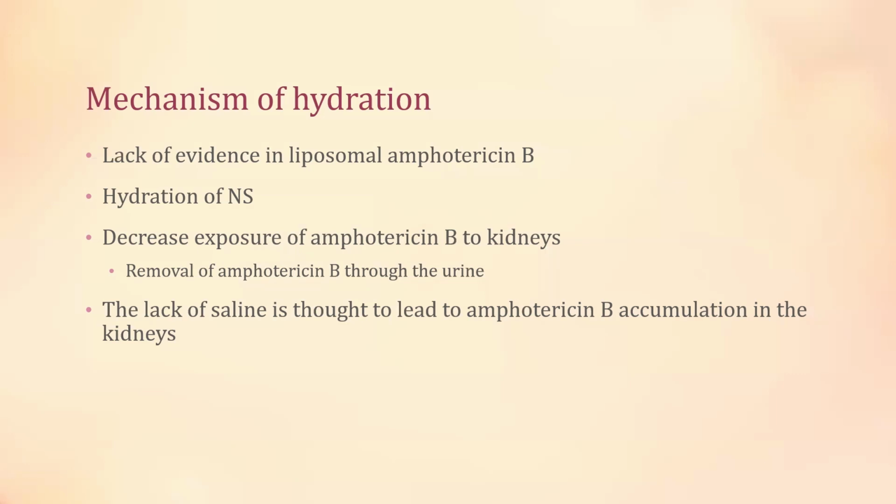I think the thought process overall is to, of course, decrease exposure of the kidneys to amphotericin B by removing amphotericin B through the urine. The more you drink, the more you urinate. And of course, the lack of saline or salt is thought to lead to amphotericin B accumulation in the kidneys. And that is why normal saline is recommended instead of something like dextrose 5%.